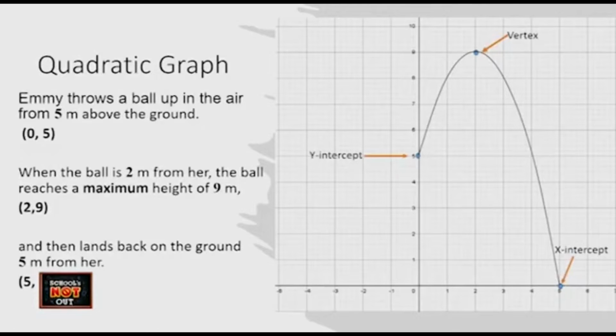Now let's look at the 3 main points that we identified. So we identified our y-intercept, our vertex, and our x-intercept. And the shape of this graph is known as a parabola. All right, so we have a parabola here.